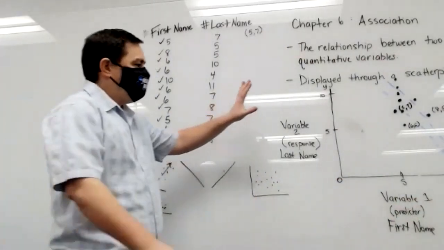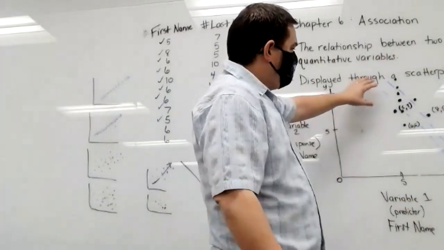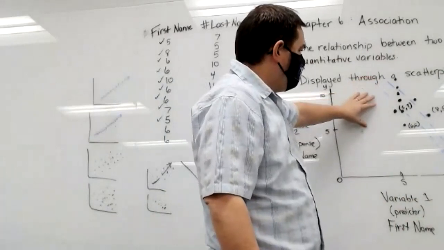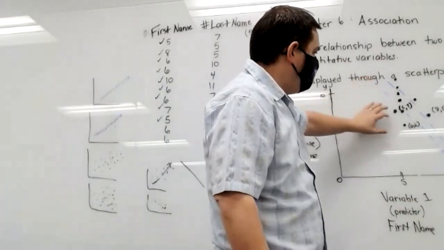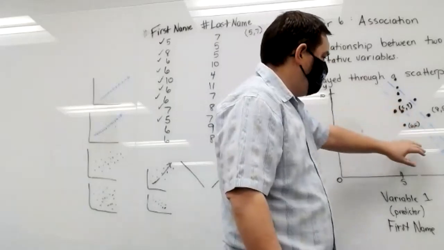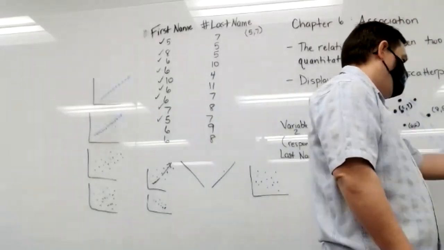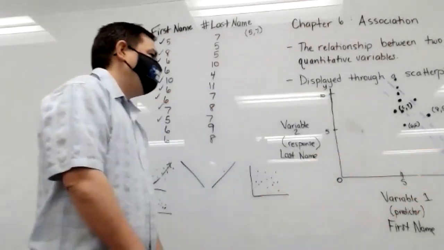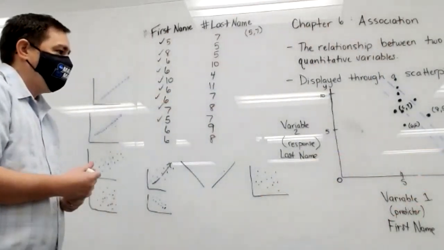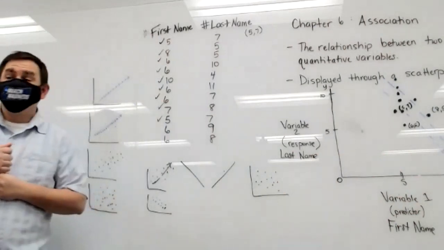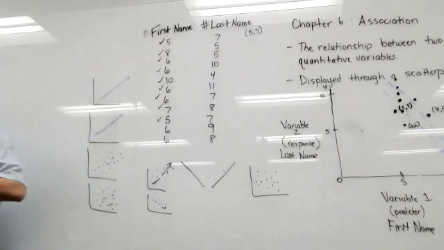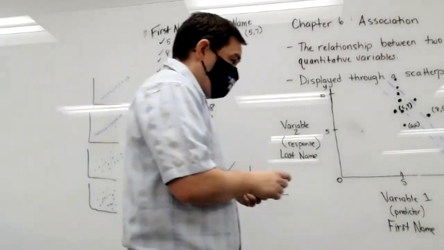If we're looking at my example here, I would say that this is a negative linear association that is moderately strong, somewhat weak, somewhere in there. Okay. Any questions so far? Nothing? All right.